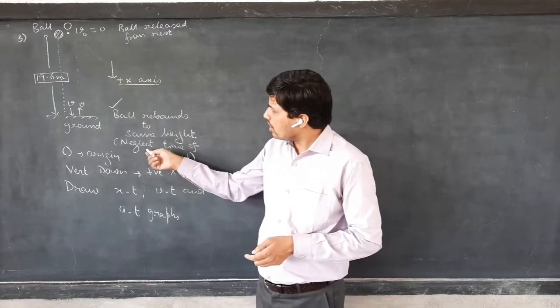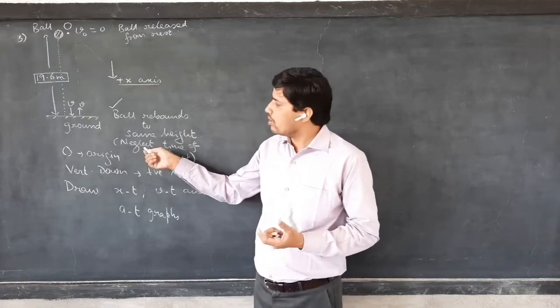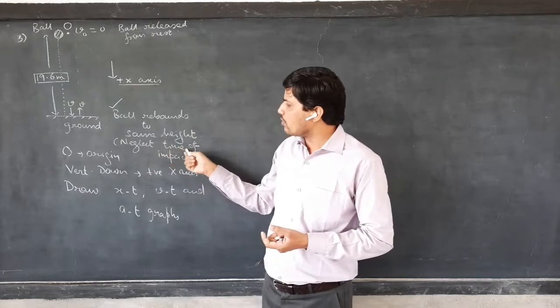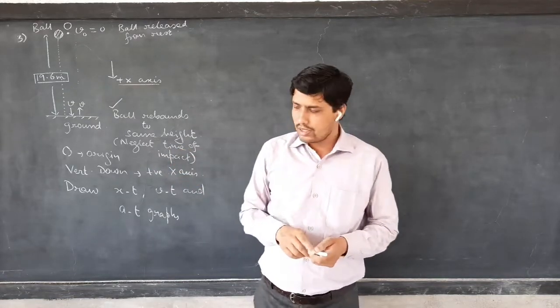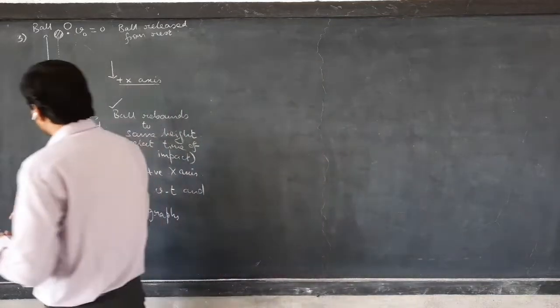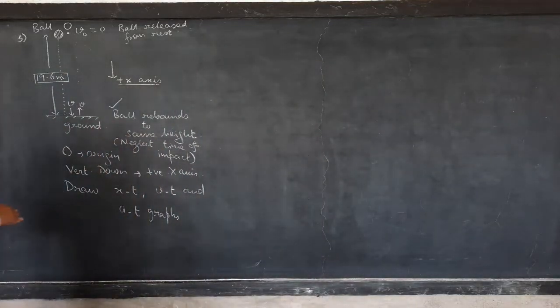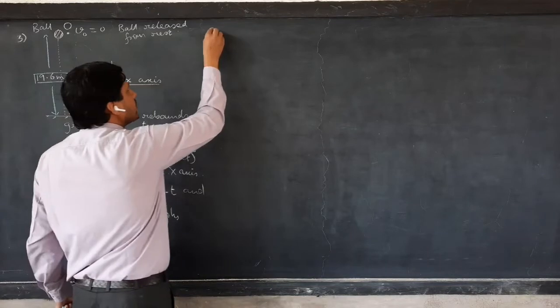But to make the thing simple, it is given that you have to neglect the time of impact. That time of impact is negligible. Otherwise, the graph will be a bit complicated. So, first of all, we shall plot the a-t graph.